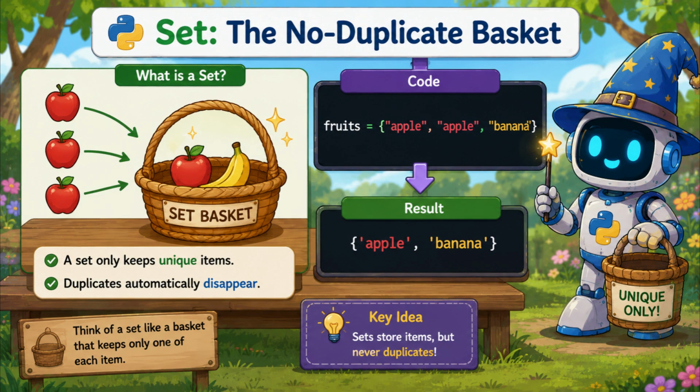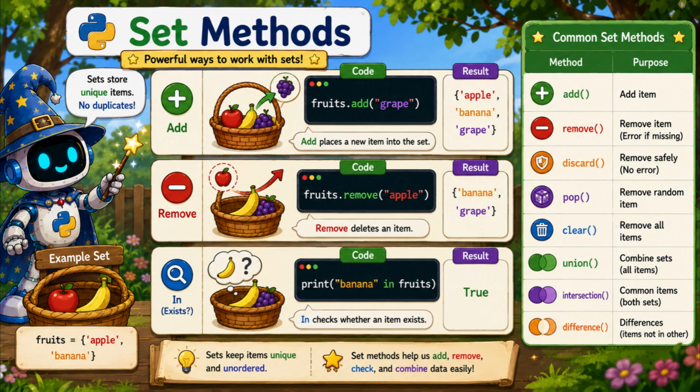A set only keeps unique items. Duplicates automatically disappear. fruits.add("grape"). Add places a new item into the set. fruits.remove("apple"). Remove deletes an item. print("banana" in fruits). Output is True. In checks whether an item exists.